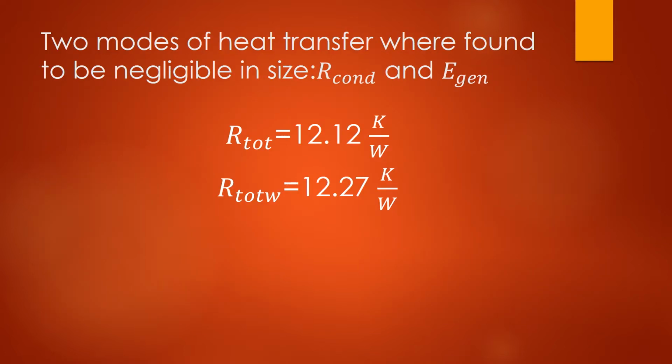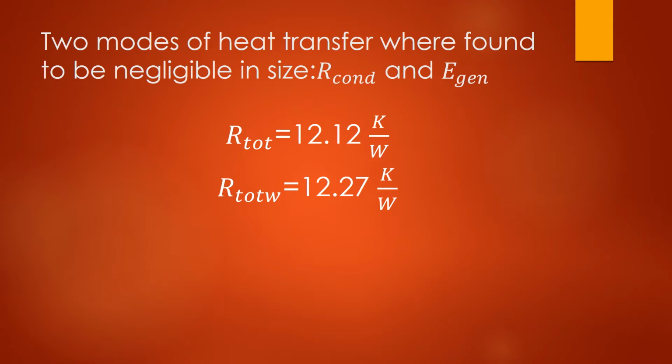2 modes of heat transfer were found to be negligible: the conduction resistance and the energy generated in the catalytic converter. The total resistance, meaning convection plus conduction, was 12.27, and the resistance with just convection was 12.12, resulting in a difference in total heat transfer of less than 1%. Therefore, the thin-walled approximation was used.